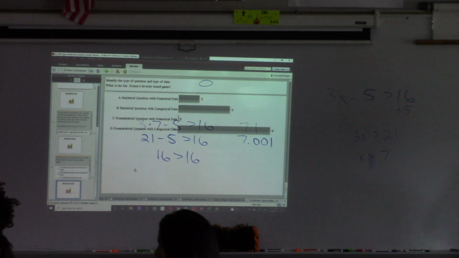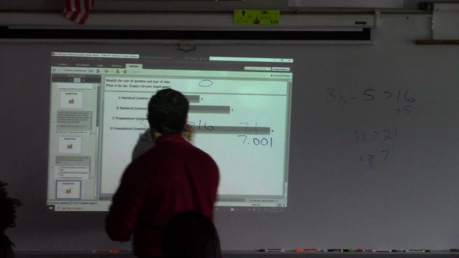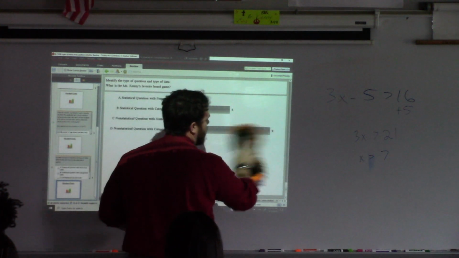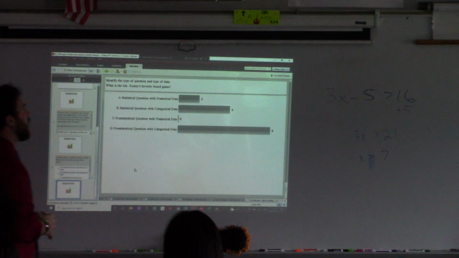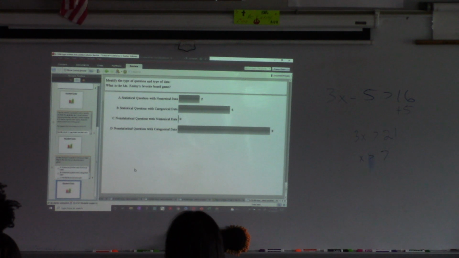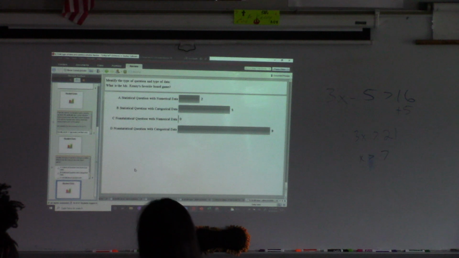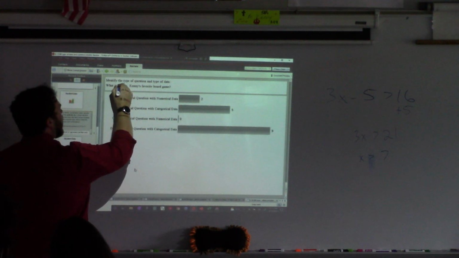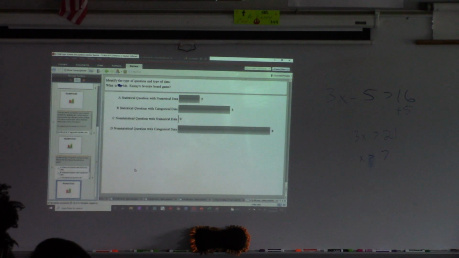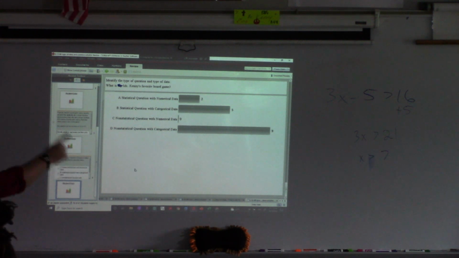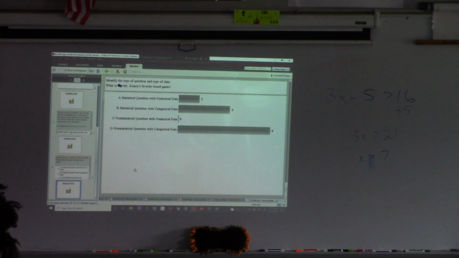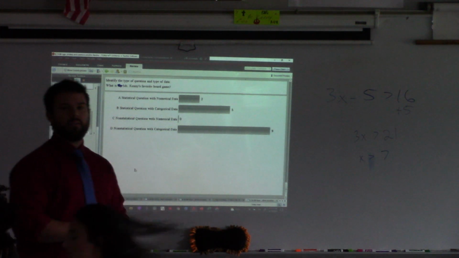All right, so here we are all over the place with our answers, which is what I expected. It's exactly what I saw in first block today. The question was to identify the type of question and type of data: what is Mr. Kenny's favorite board game? I got a statistical question with numerical data, statistical question with categorical data, and a non-statistical question with categorical data. The majority of us thought categorical data. Would someone who said categorical care to explain why?